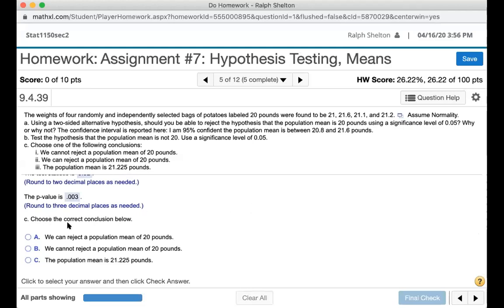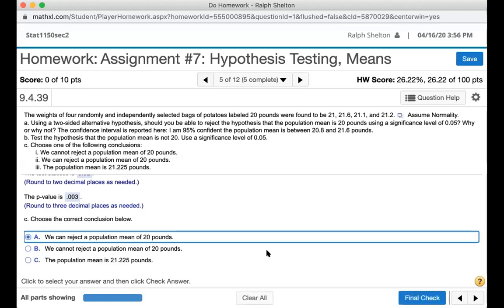Okay, choose the correct conclusion. And once again, we have a very small p-value, much less than 0.05. So we reject the population mean of 20 pounds. End of story there.